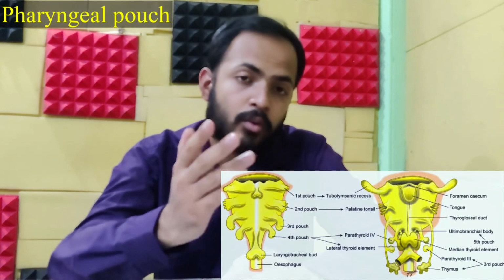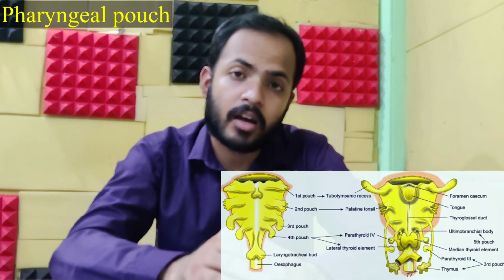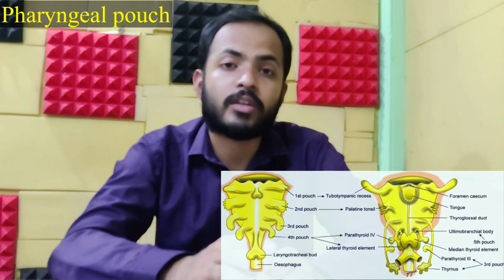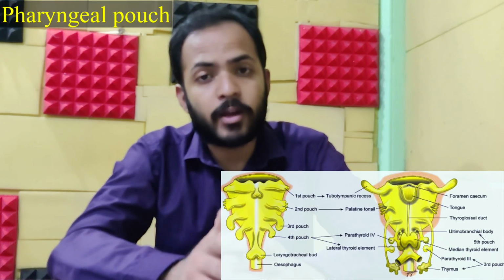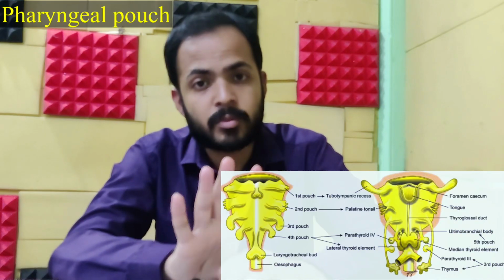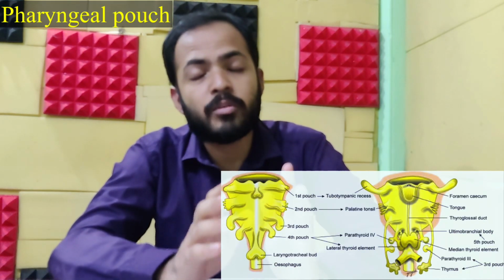And now the pharyngeal pouches. As you can see in this photo, and as you already know, the depression or groove area between each pair of pharyngeal arches is known as a pharyngeal pouch. So we are getting 5 pharyngeal pouches. Among them, the last one, the 5th pharyngeal pouch, is a very small and rudimentary structure.